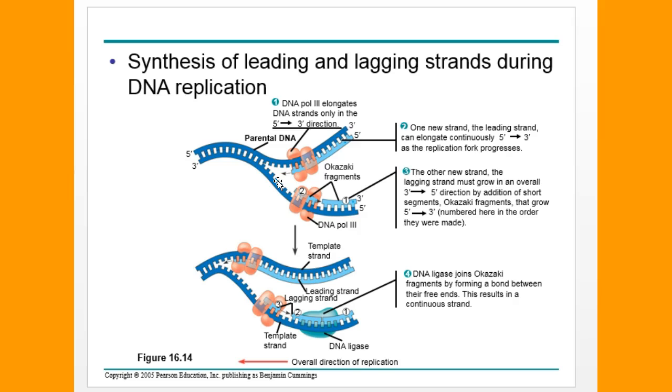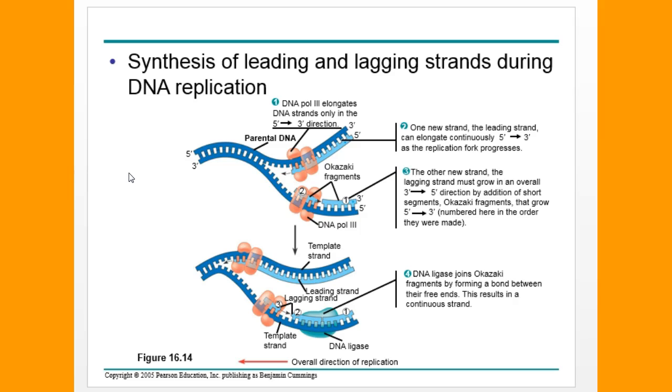Okay, what's happening here? Your DNA polymerase 3. There's your enzyme there. It only elongates DNA strands in the 5' to 3' direction. One new strand, the leading strand, can elongate continuously 5' to 3'. So 5' to 3', 5' to 3'. Okay?